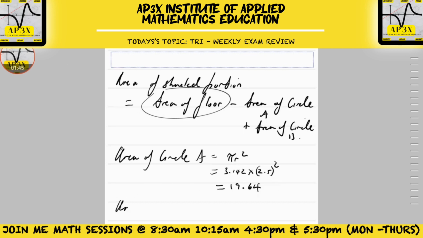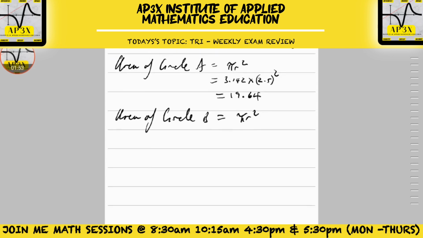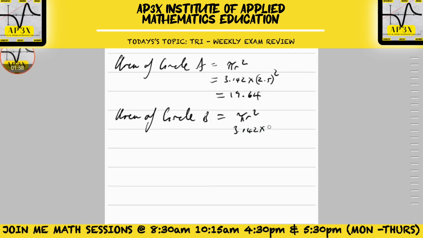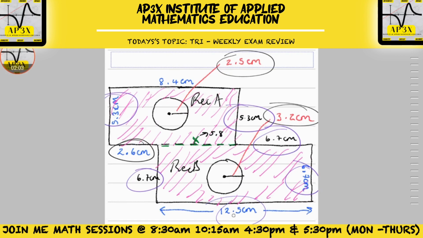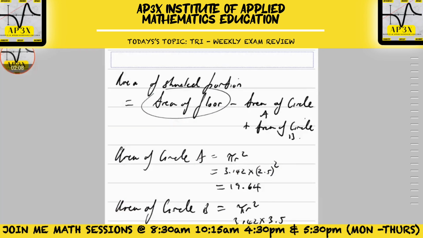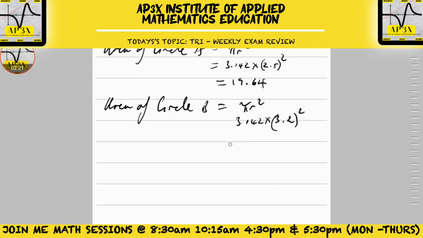And then the area of circle B is again pi r squared. So that is 3.142 times the radius of that, which is 3.5. Let's double check. Is it 3.5? It is 3.2 in fact. So it's 3.142 multiplied by 3.2 squared. That's 32.17.